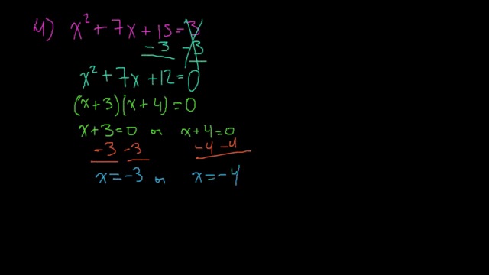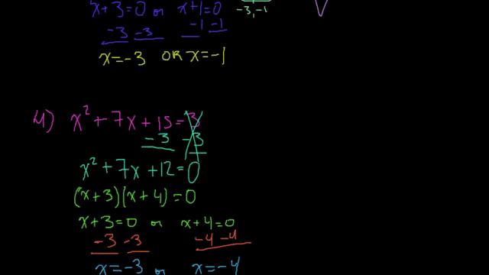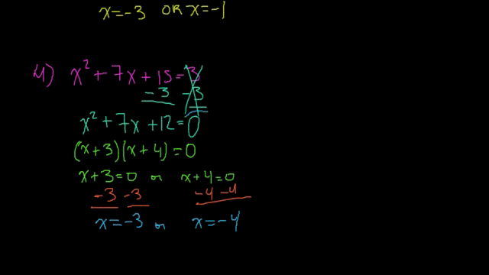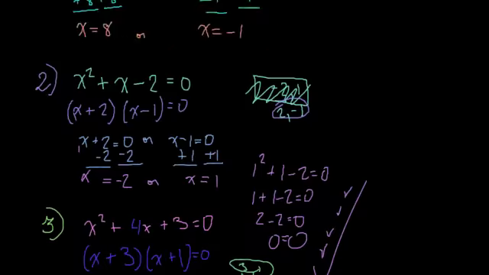Now, the reason I had to get 0 here is because if I don't do so, I can't apply the zero product property. This has to be 0 so we can do all of this. So I hope you understood all of that.